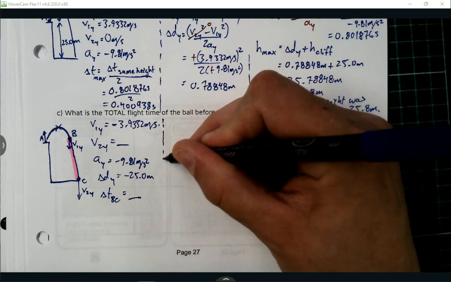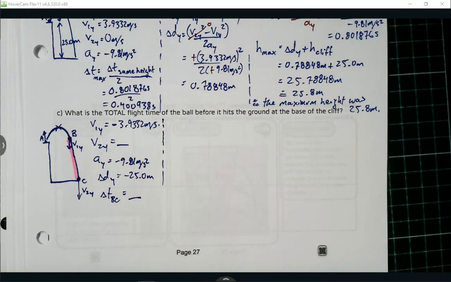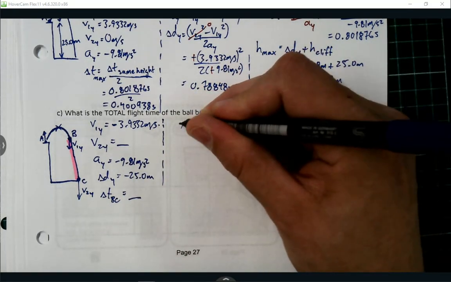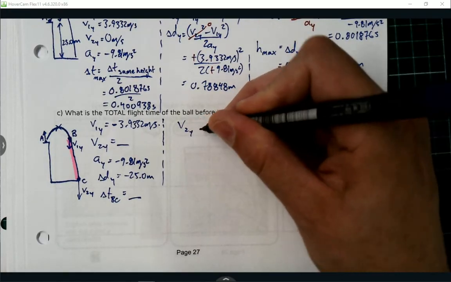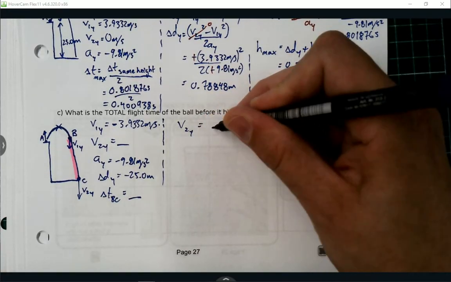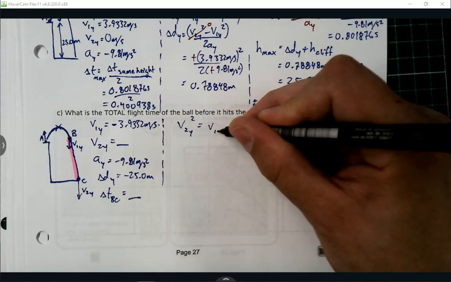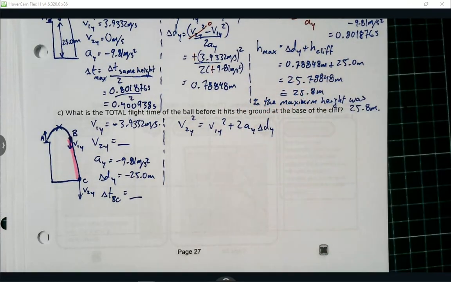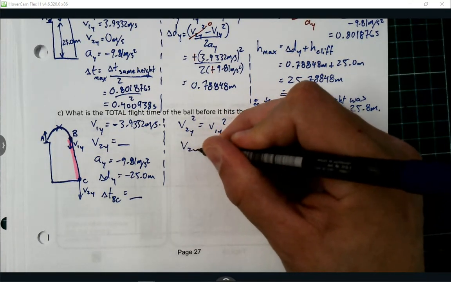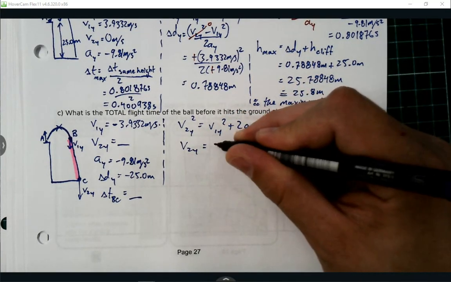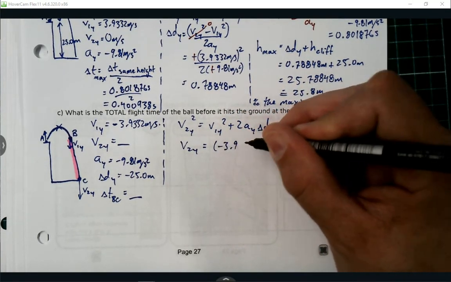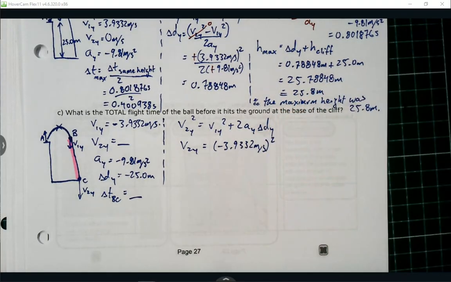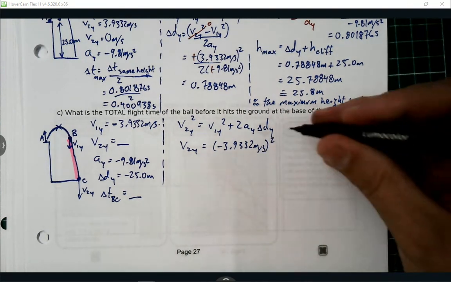And there's a couple ways I could get at this. I could get at it using a quadratic, but I think I want to do a little cheat. I think that if I find V2y first, even though I'm not asked for it, V2y squared is equal to V1y squared plus 2ay delta dy. I could use that to get V2y equals the square root of V1y squared, which is the negative 3.9332 meters per second. Square that value.